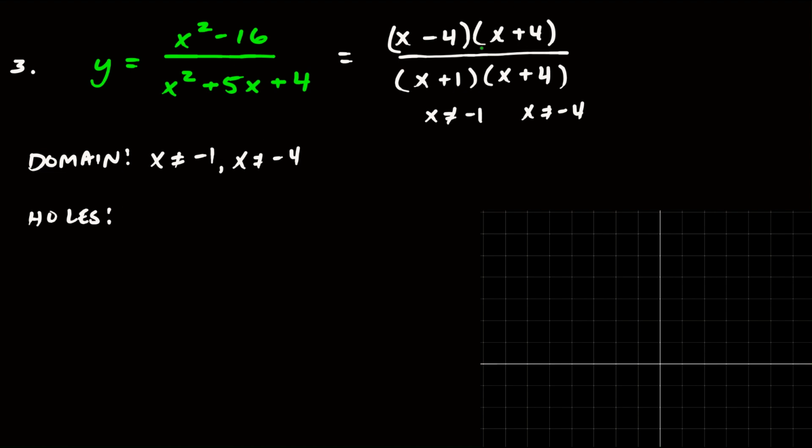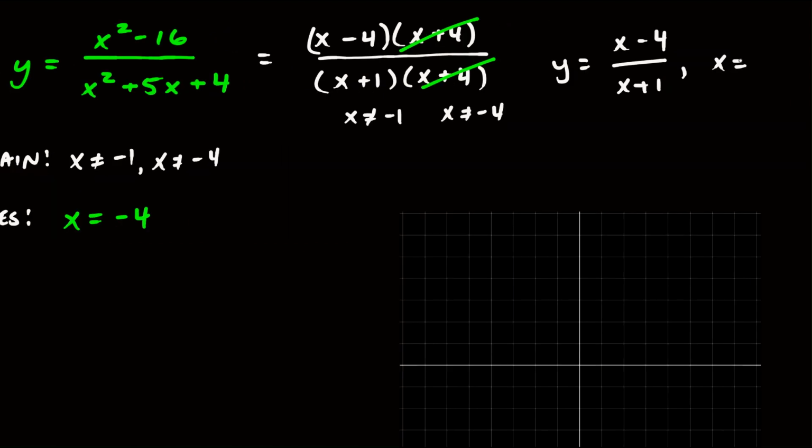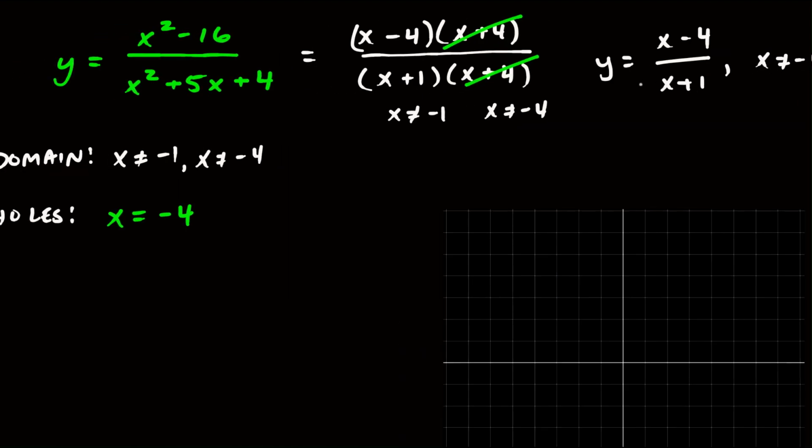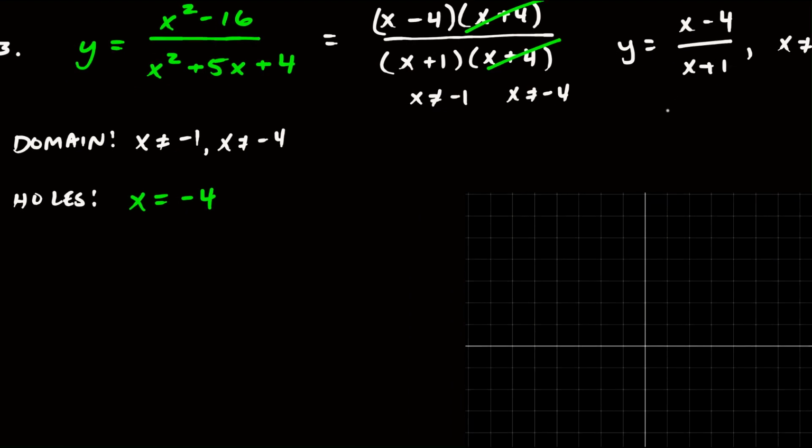Notice that x plus 4 is common to both. That cancels out. So that means there is a hole at x equals negative 4, the zero of what canceled out. So our new simplified equation is y equals (x minus 4) over (x plus 1) with the condition that x cannot equal negative 4. And we can use this going through just knowing that x can't equal negative 4.